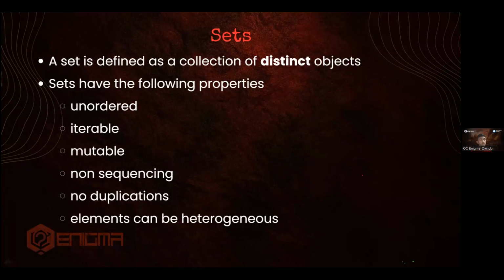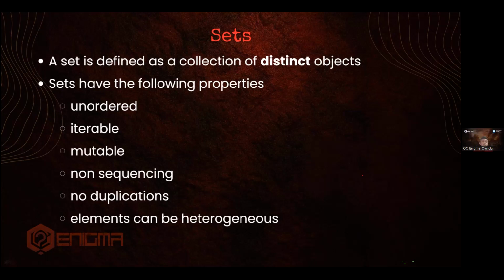They have the following properties: unordered, as I mentioned before, so they do not have any order. They do not have indexes. If you want to access all the items, you should iterate through all of the items in the set. Sets are mutable, which means that elements can be changed. They're non-sequential with no duplications, a very important feature of sets that distinguishes sets from other data types. And elements can be heterogeneous.